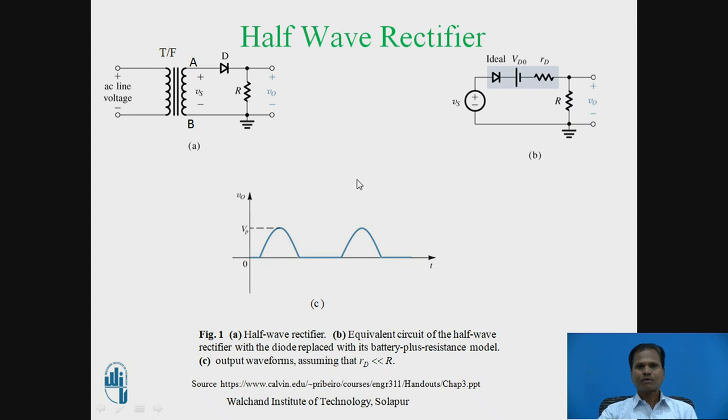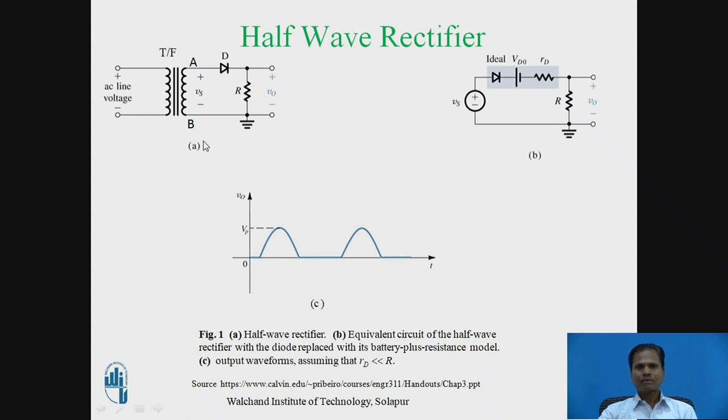Generally, rectifiers are operated from transformer with AC mains supply. Basically, there are two types of transformers, step-up transformer and step-down transformer. Step-up transformer is used in high voltage DC power supply rectifier circuits, and step-down transformer is used in low voltage DC power supply rectifier circuits.